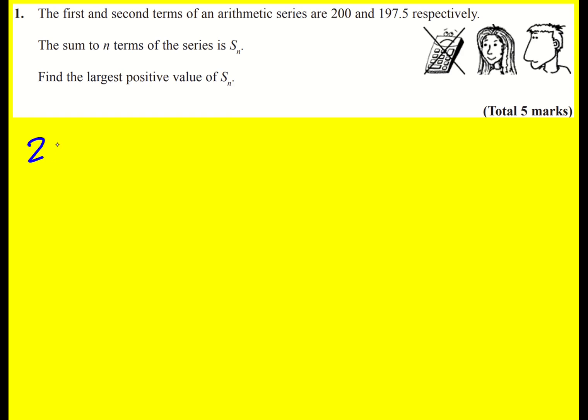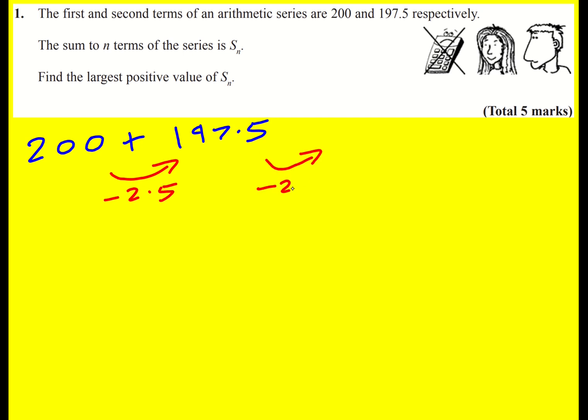Writing down the first few terms of this series, we're going to have 200 plus 197.5. And you can see actually each term we're minusing 2.5 from it to get the next one. So the next one is going to be 195 and so on. So we're interested in the sum to n terms of this series and in fact the largest positive value of it.